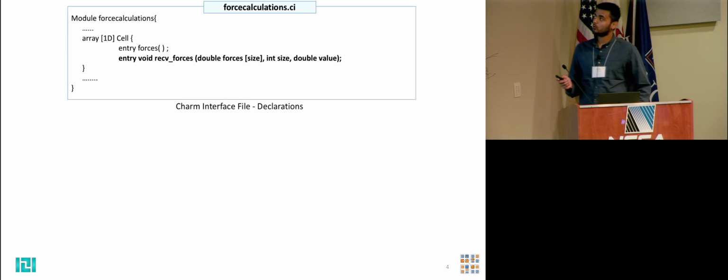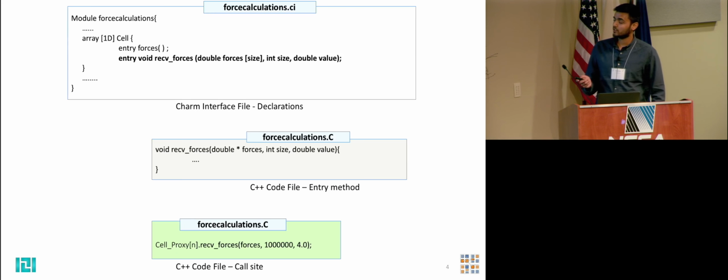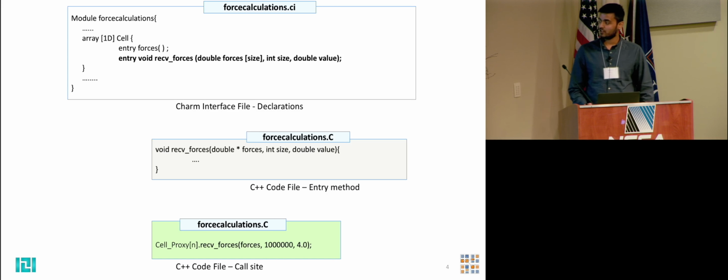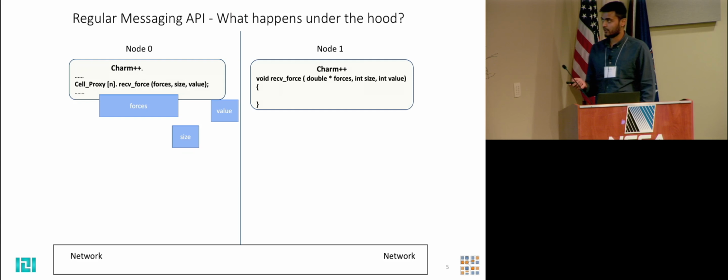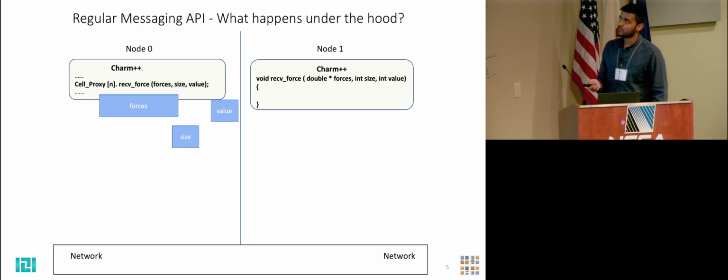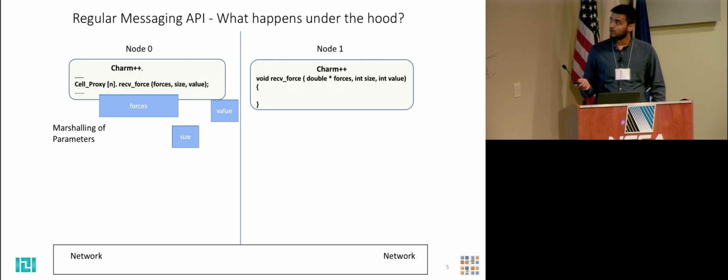For those of you who know Charm++, this is very familiar. This is an example where I invoke an entry method where I pass a large array, in this case forces, and this is the CI file declaration, this is the .C definition, and this is how I call receive forces, where I'm passing forces and I'm passing the size of the array, which is in this case, I think 8 MB. So what really happens behind the scenes within the runtime?